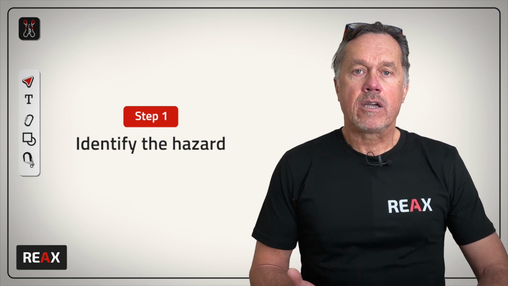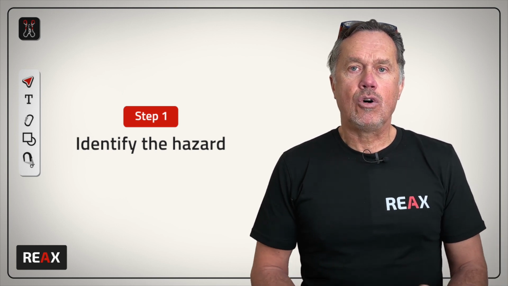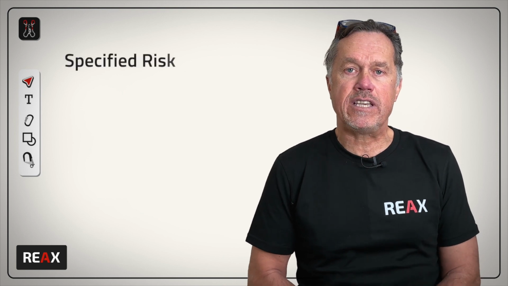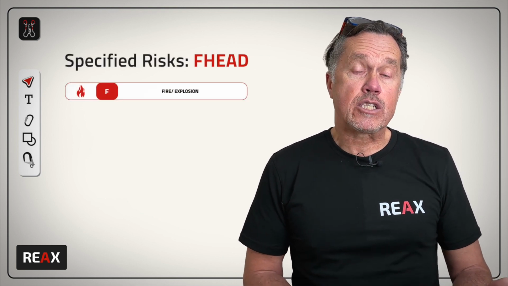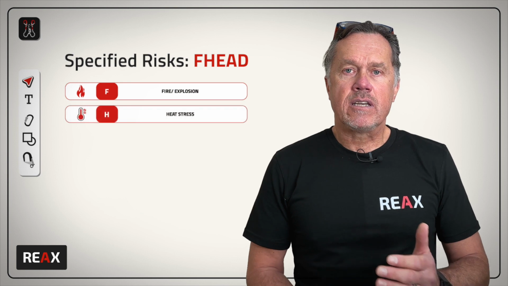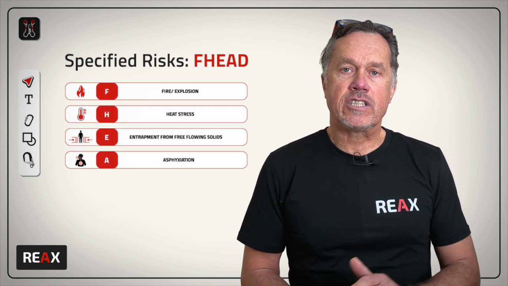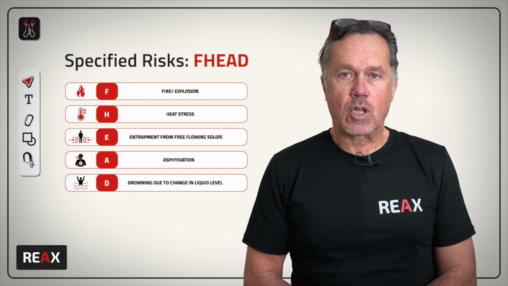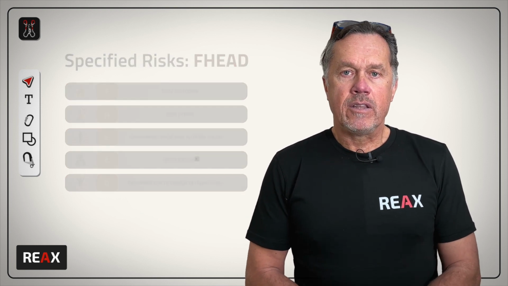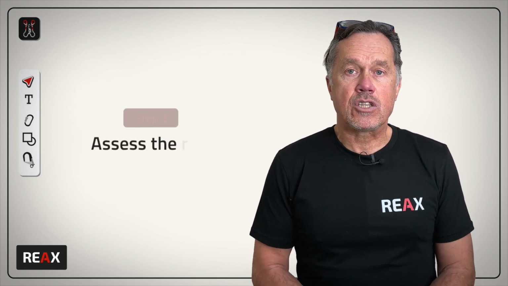What in the confined space is going to cause harm to the entrant? With regard to confined spaces, these hazards come in the form of what we call specified risks, and they are fire, explosion, heat stress, entrapment from free-flowing solids, asphyxiating in toxic gases, and drowning, and we need to deal with them. The second point is to assess the risk.